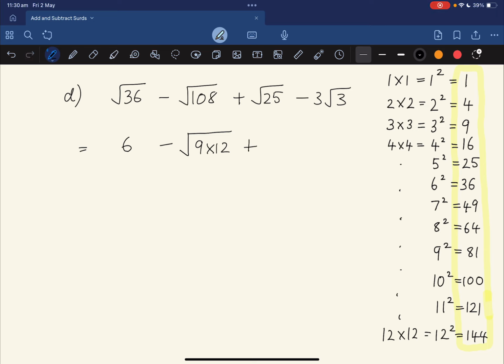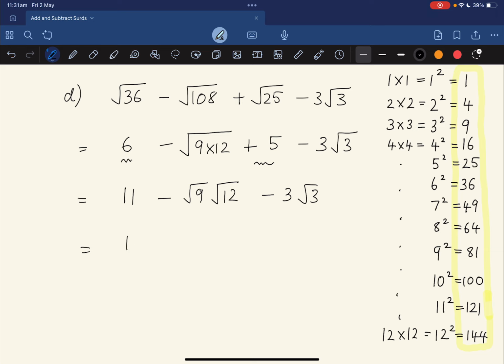Now, root 25, that is a square number. 5 5s are 25. So root 25 is 5. And we can just write that straight down. Now, you always want to be simplifying as you go. So we may as well add these normal numbers. 6 plus 5 is 11. And now looking here, let's separate them out. Root 9, root 12. And we've collected that 5, so I don't need to write it.